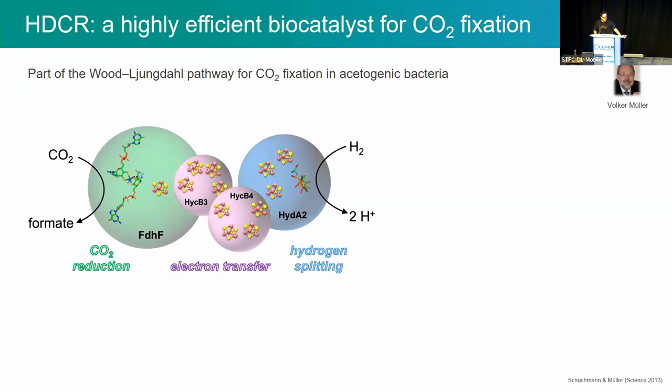And it consists of 3 modules, basically. At the center, we have the electron transfer module, which consists of polyferredoxins. And this electron transfer module is attached to a hydrogen splitting module. So it basically steals electrons from molecular hydrogen. And there's also a CO2 reduction module, which is the formate dehydrogenase, shown in green here, which is, so to say, the carbon fixation module.